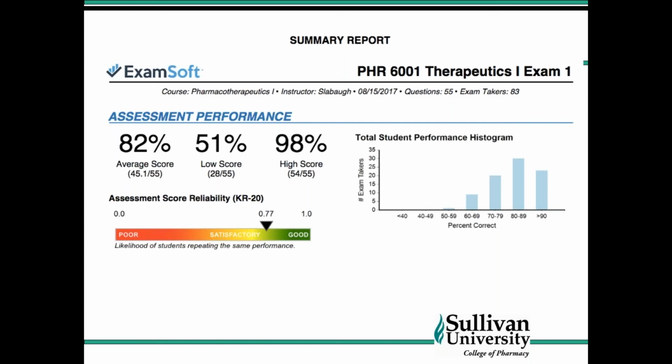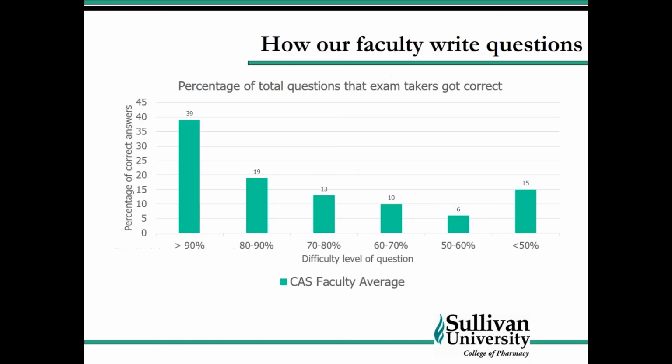So keep this in mind for the performance on an exam, because that's going to show you how our faculty members actually write items. On this one, this is how the difficulty level falls for our faculty. This is the faculty average. 39% of all questions have a difficulty level of 0.9 or greater, so 90% of the class will get these questions correct. Then 19% of the questions fall in the 80 to 90 range, 13% in the 70 to 80 range, and 10% in the 60 to 70 range, and then it goes down.